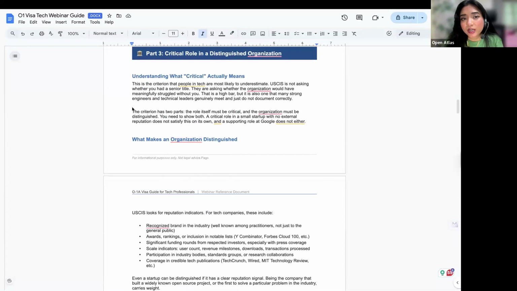Okay, now we'll go ahead and learn about the critical role. This is the criterion that people in tech are most likely to underestimate. USCIS is not asking whether you had a senior title. They are asking whether the organization would have meaningfully struggled without you. That is a higher bar, but it is also one that many strong engineers and technical leaders genuinely meet and just do not document correctly.